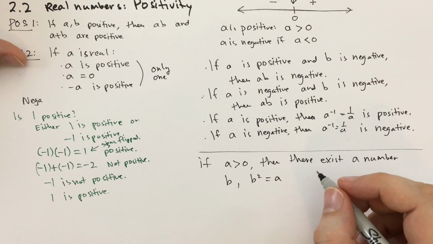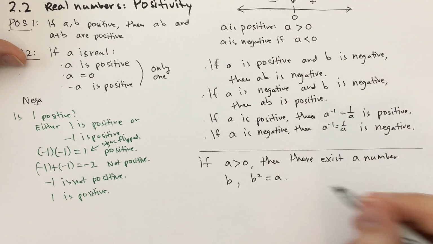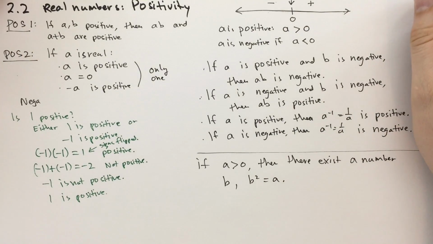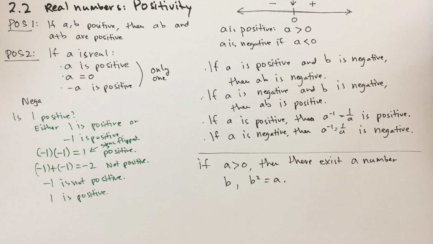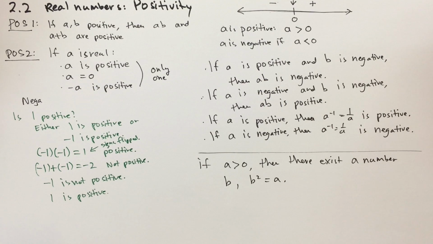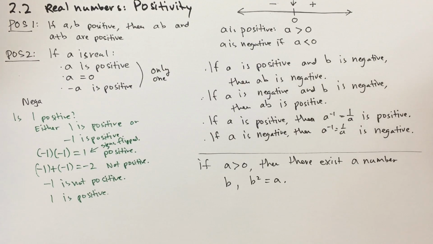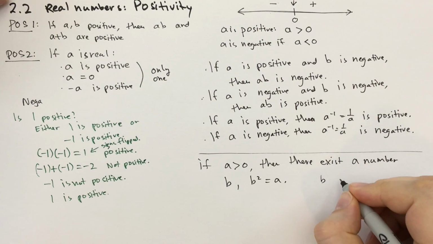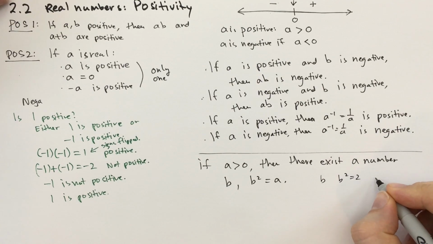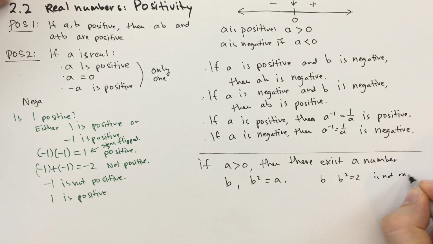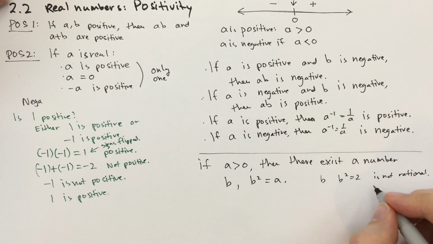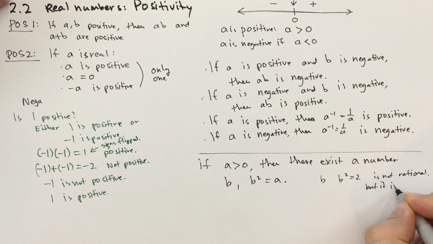Okay? So that means there are square roots, okay? Every positive real number has a square root. Theorem 4, section 5 of chapter 1. We see that a number whose square is 2 is irrational, but it exists as a real number. So B, such that B squared equals 2, is not rational. Remember we proved that? But it is real.